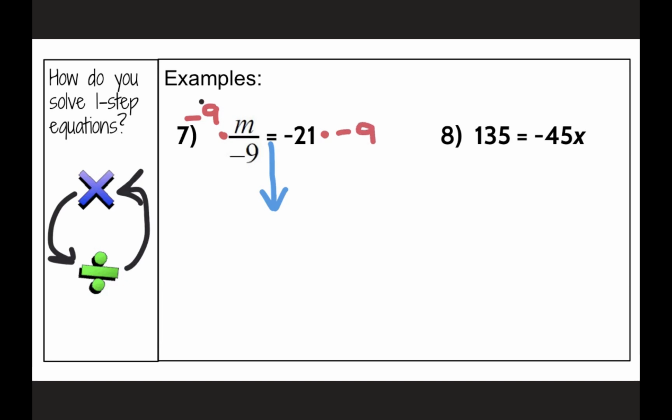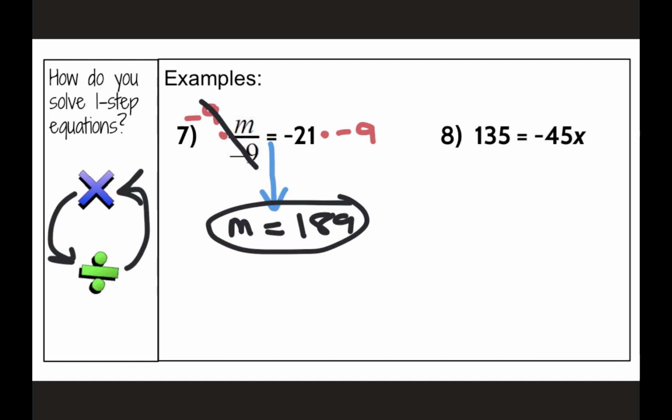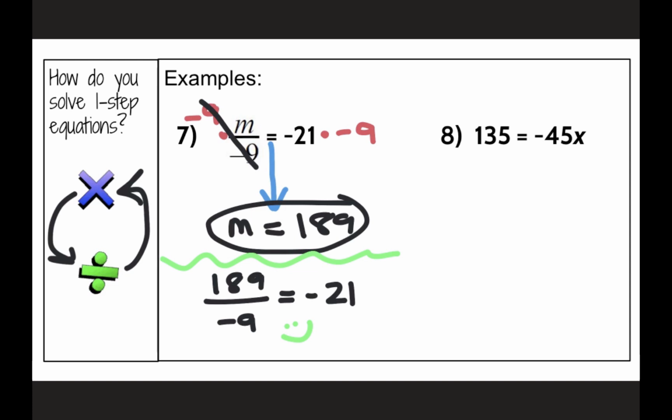I have my diagonal. This gives me 1m, which I can write as m, equals negative 21 times negative 9. My signs agree. It's going to be a positive. Type it in your calculator. What do you get? 189. Before we move on, let's make sure we solved correctly. Let's take 189 and substitute it in. 189 divided by negative 9, does that give us negative 21? You bet it does. Pause the video, you do number 8, come back and check your answer with mine.